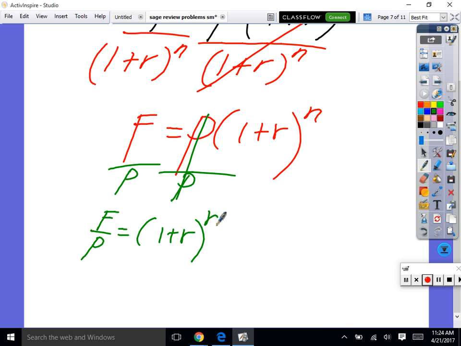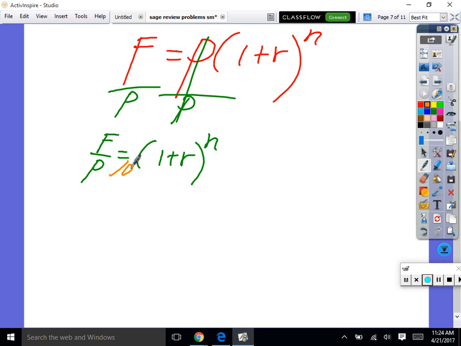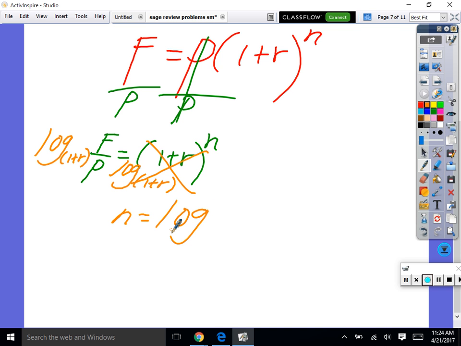You'd say I'm trying to get n out of the exponent. The only way to do that is to undo it using logarithms. So I'm going to take log base 1 plus r on both sides. So that undoes that. Then n is equal to log to the base 1 plus r of F over P. You got it right? Good job. That's what I was originally thinking they were going to do when I saw this problem, but they did the easy one.